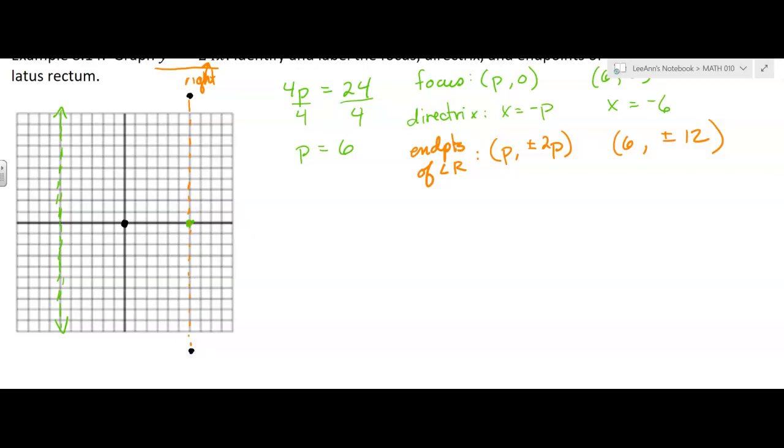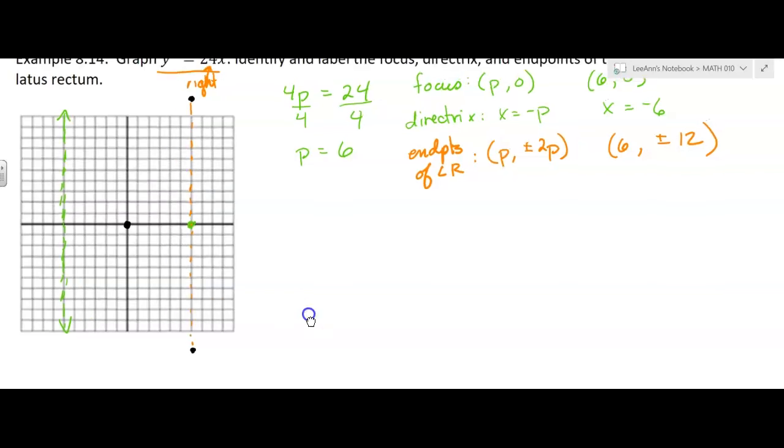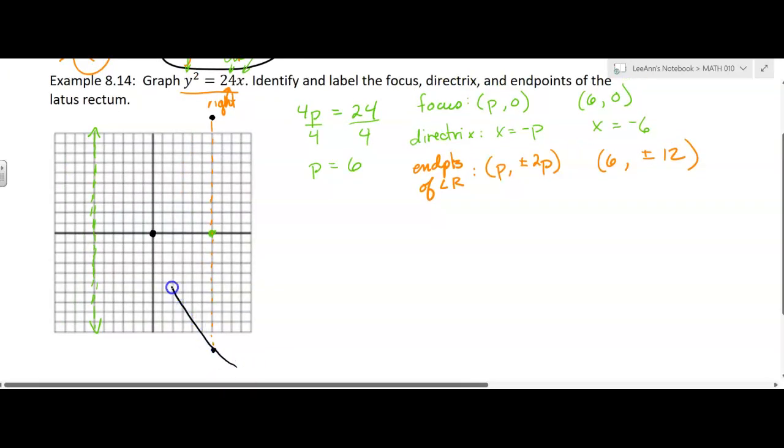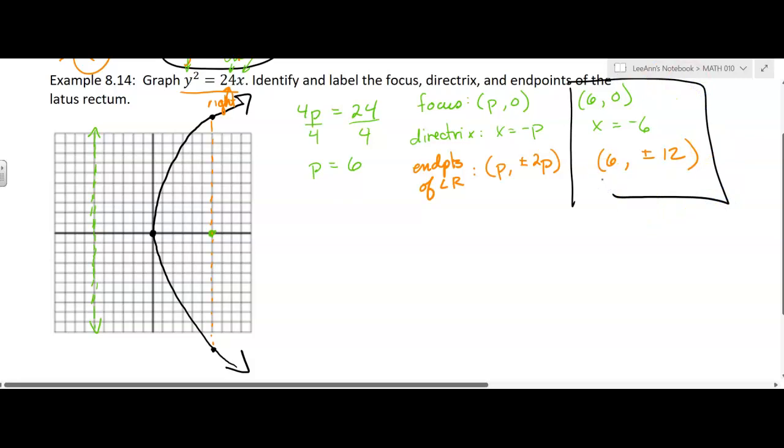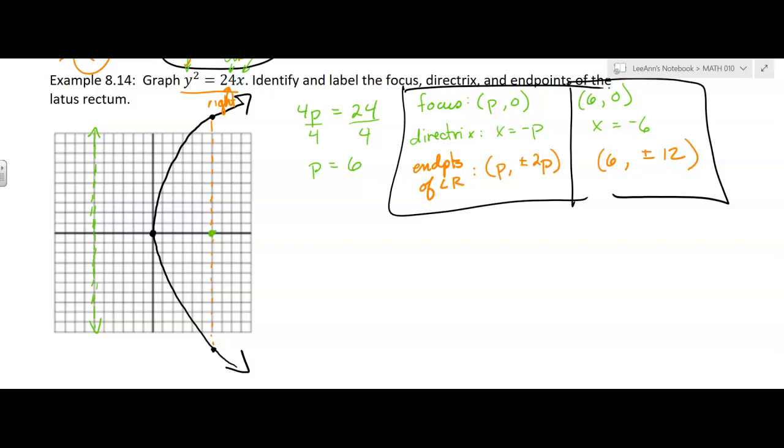Okay, now to draw the parabola, to actually graph it, we just do our best. It's not going to be perfect, but it's in the right direction, and we just do our best. Okay, that's kind of a big parabola. But there you go. We've graphed the parabola with the directrix and the focus and the latus rectum, and here's all the information. You should identify which one's the focus and which one's the directrix. And I was just putting the formulas in for you so you could see them. Okay, and I think that's all we had to do, the focus, directrix, and endpoints of the latus rectum.